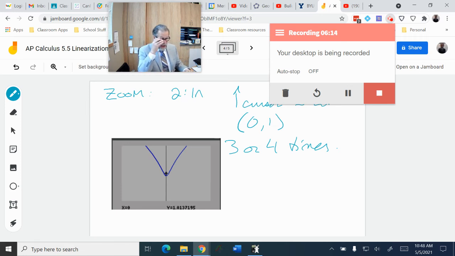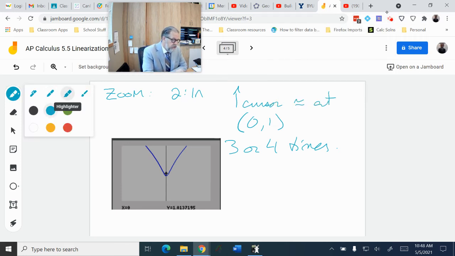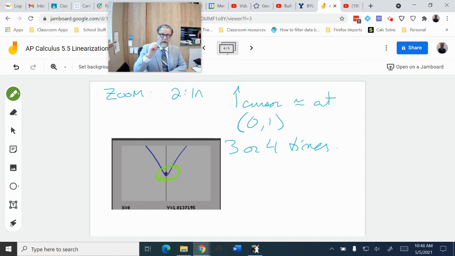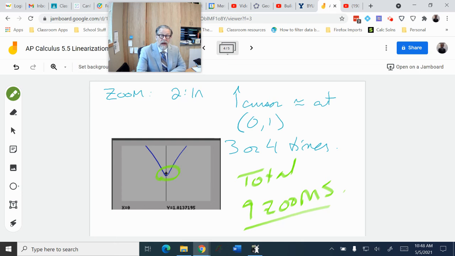All right, welcome back. So here's what we notice after 3 or 4 zooms, that we start to see that it is flattening out. There's an actual curve there. It doesn't look like a corner or a cusp anymore. So here's what I want you to do next. I want you to do more zooms for a total, including the 3 or 4 that you did, of 9 zooms. And I want you to see what the graph looks like when you get to 9 zooms. So go ahead and pause.